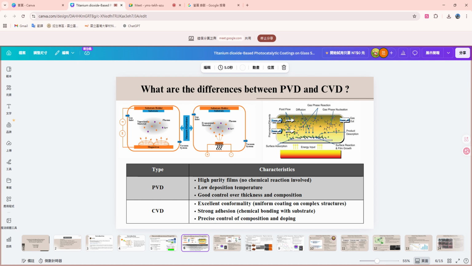And about the differences between PVD and CVD. For PVD, the advantages are high purity films, low deposition temperature, and good control over thickness and composition. For CVD, the advantages are excellent conformality, strong adhesion, and precise control of the composition and doping.